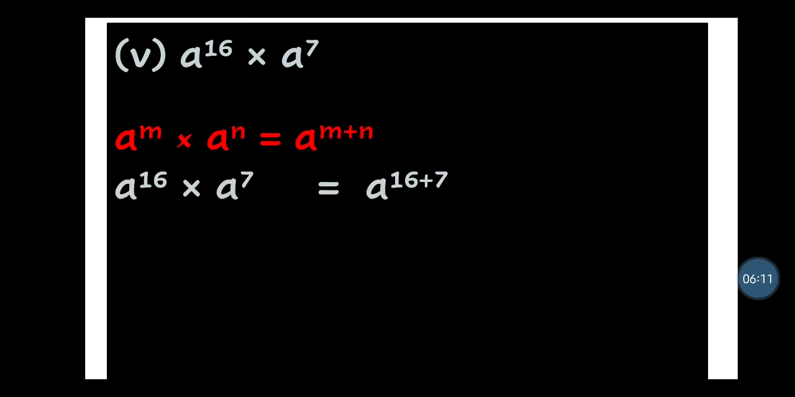Therefore, a raised to 16 into a raised to 7 is equal to a raised to 16 plus 7, that is equal to a raised to 23. Therefore, a raised to 16 into a raised to 7 is equal to a raised to 23.